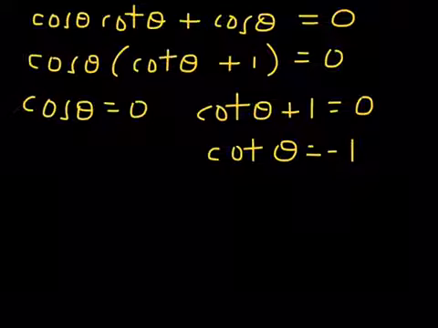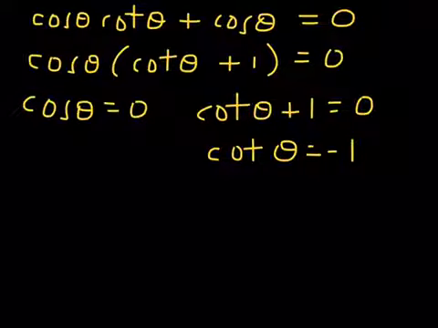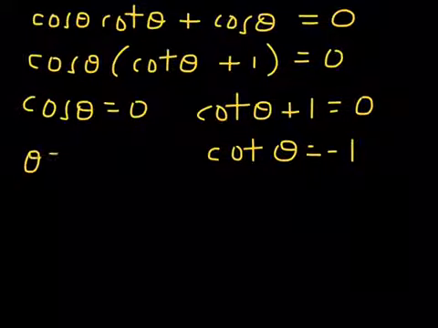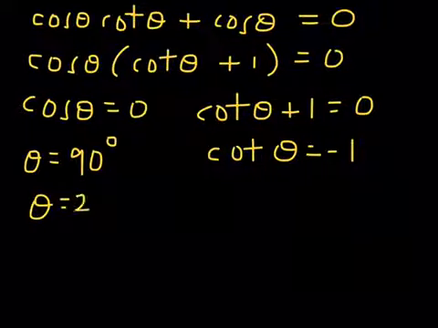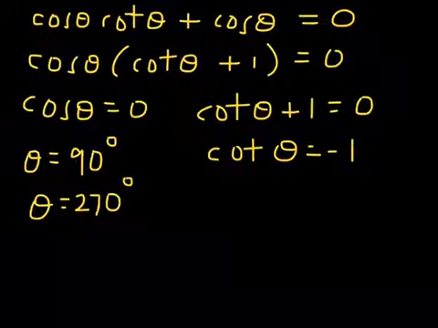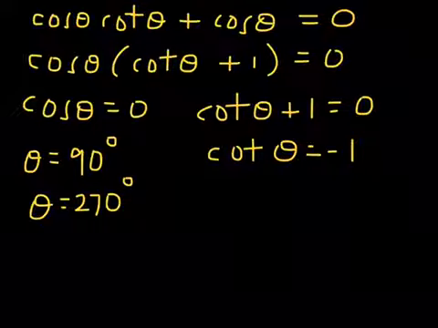Now, around the unit circle, cosine is equal to 0 at two places. Cosine of 90 degrees is 0, and then cosine of 270 degrees is also 0. So those two work. Cotangent of theta is negative 1.